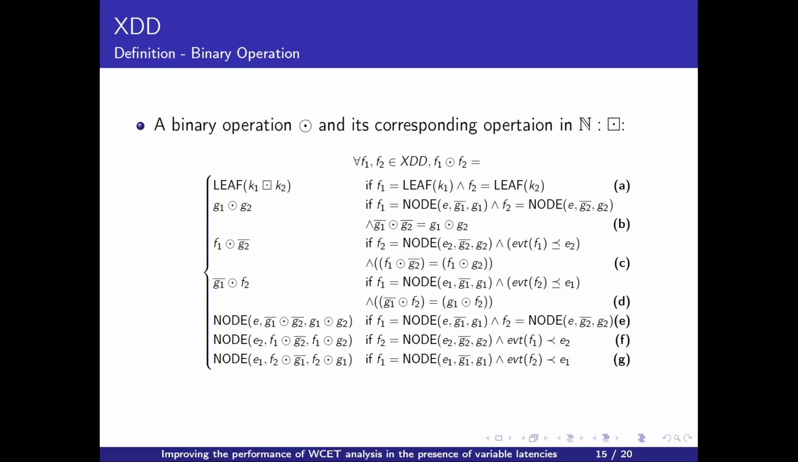Here is the algorithm. In case A, if two XDDs are leaves, we apply the operator on natural numbers directly. In the cases E, F, and G, if they are nodes, we descend in both trees according to the order on events to keep the order of events in the new tree. If the node which is being created has identical subtrees, which means it should not exist, we will ignore it. That is the case B, C, and D.